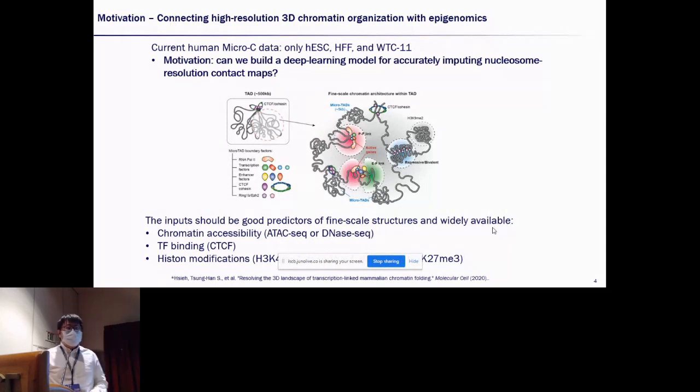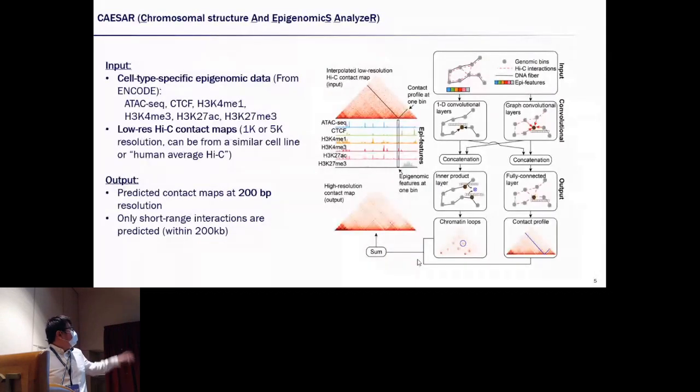And this is our model, Caesar. The key input is 6 cell-type-specific epigenomic features: ATAC-seq, CTCF, and a couple of histone modifications. It also requires low resolution Hi-C contact maps, but this is not that important in predicting short-range interactions, so we can use a human average Hi-C. The output is the cell-type-specific contact map at 200 base pair resolution, in which you can observe more detailed structures in a region of your interest.